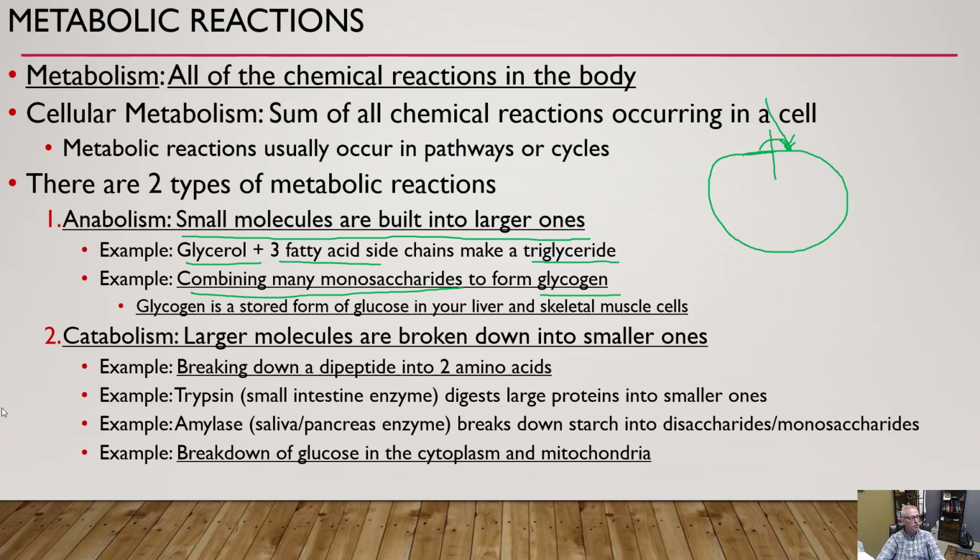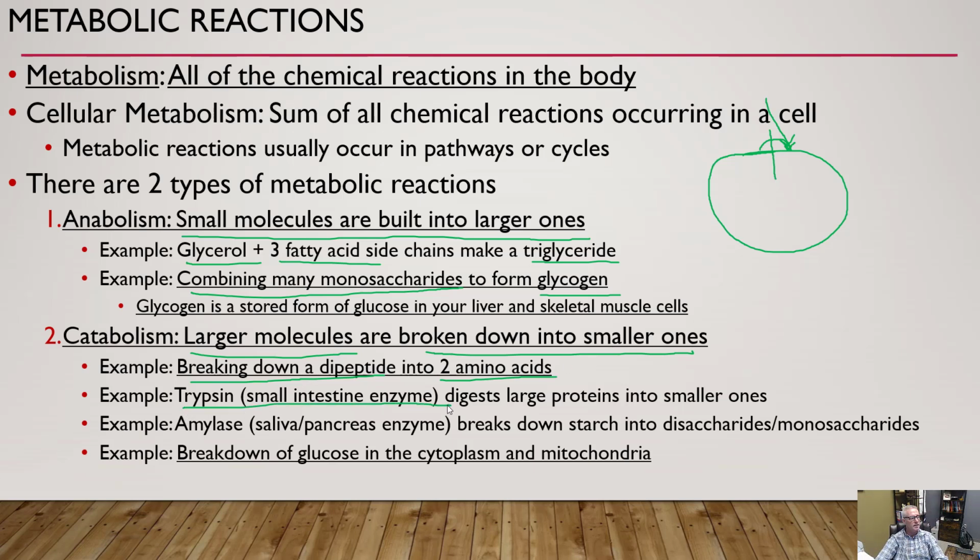Catabolism is a degradation reaction. It's where we take larger molecules and break them down into smaller ones. Some examples: we break down a dipeptide into 2 amino acids. Remember, amino acids are joined together by a peptide bond. So we have a dipeptide, 2 amino acids, and we break them down into each subsequent amino acid.